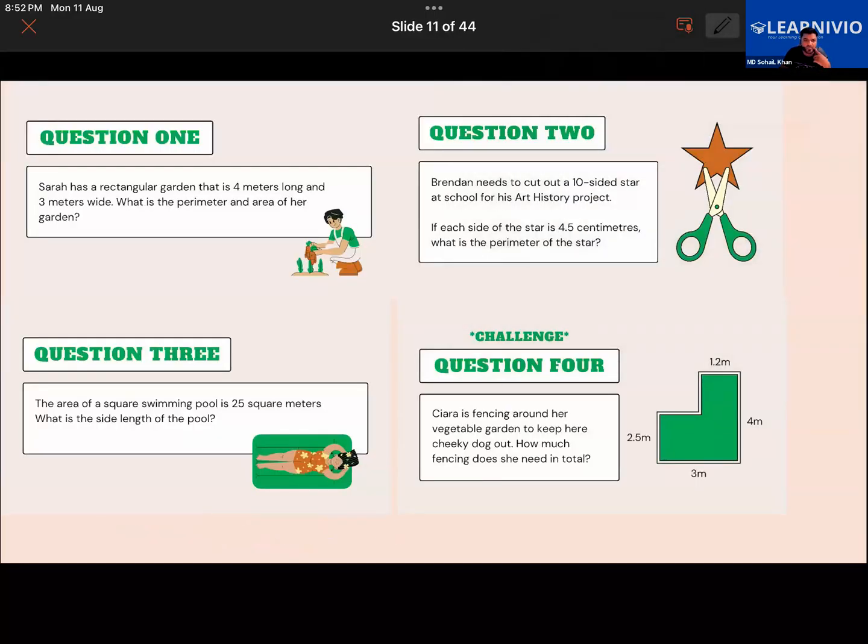Okay, let's do this one also. By the way, this will be the second time that some of you will be doing it. Anyways, we will get to revise it. Sarah has a rectangular garden. We have done this question already. Some of you might not have, like Khaja hasn't done this question. So I'll be assigning this question.